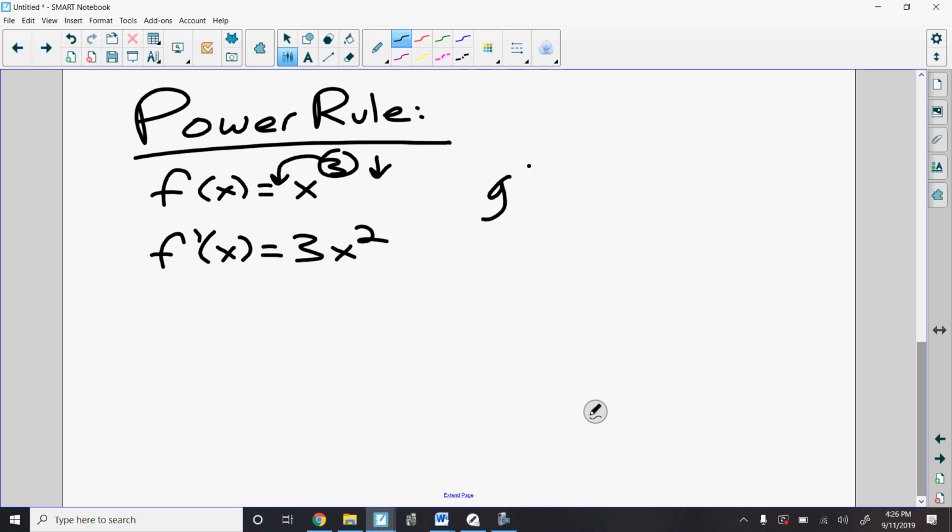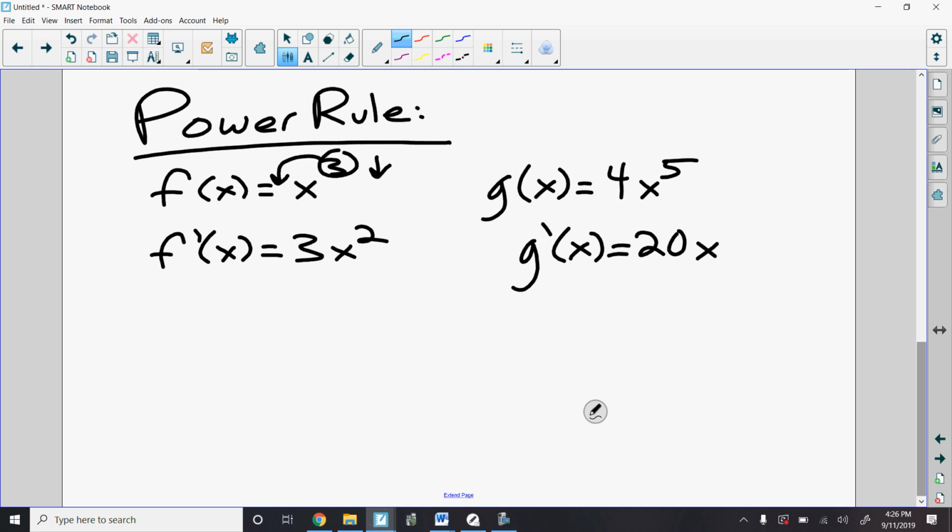So if I told you g of x equals 4x to the 5th, what do we think about g prime of x? We'll take that power, multiply it out front, and we get 5 times 4, which is 20. And it's going to be x to what new power? Well, I have to drop the power by 1, so it's 20x to the 4.